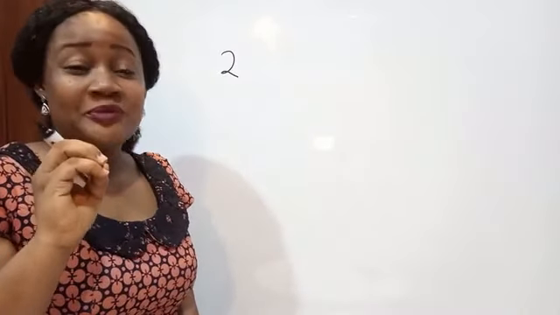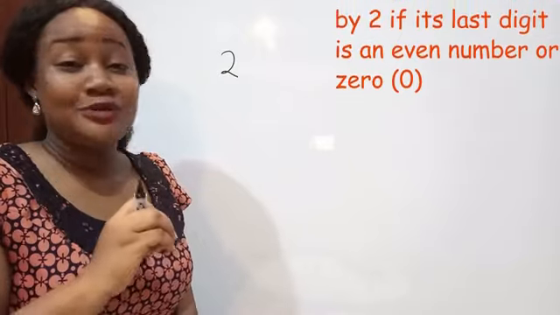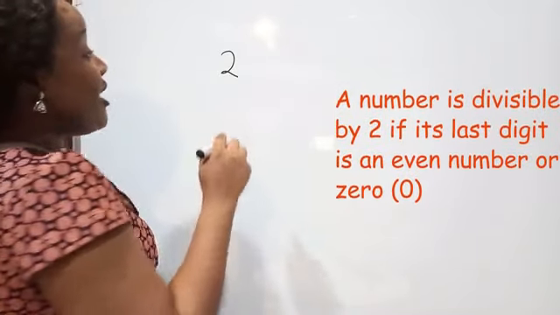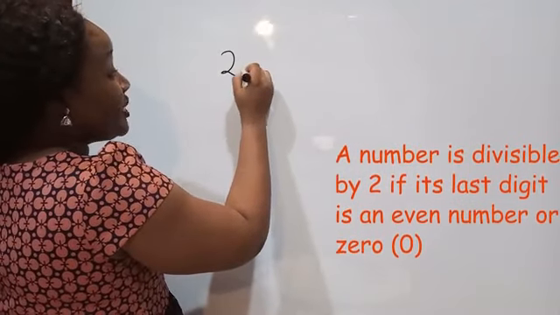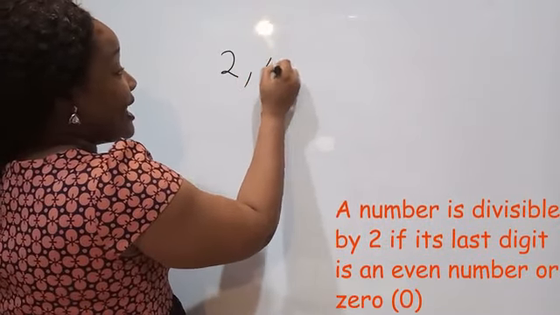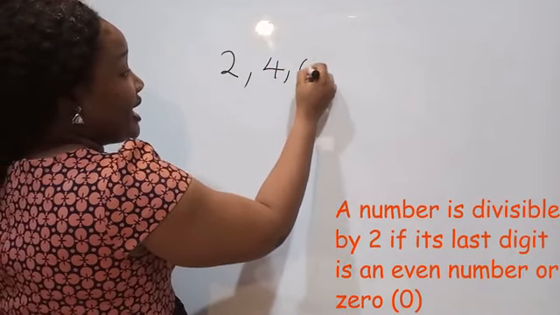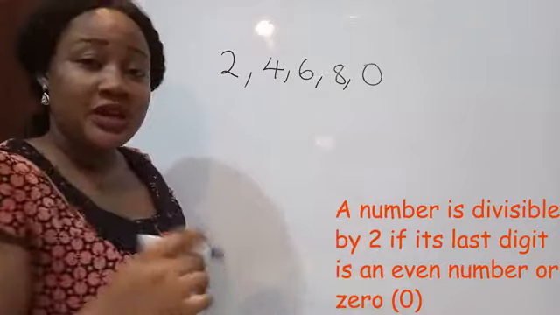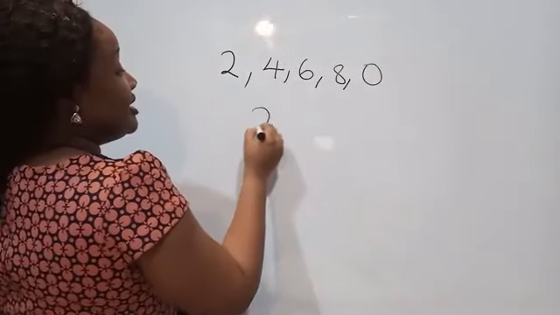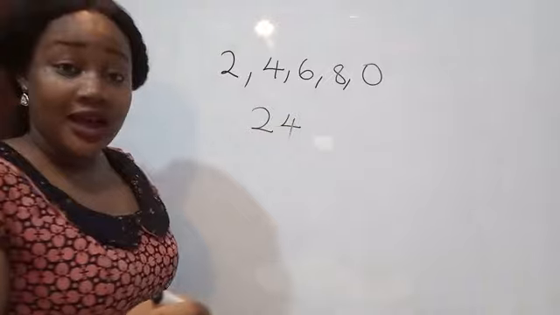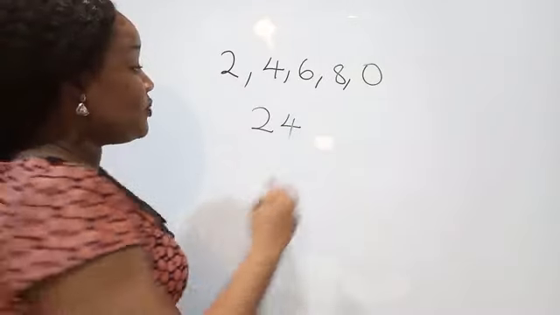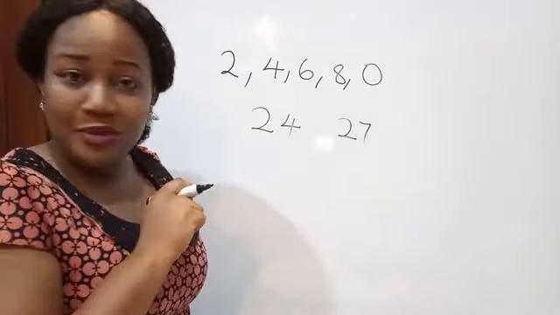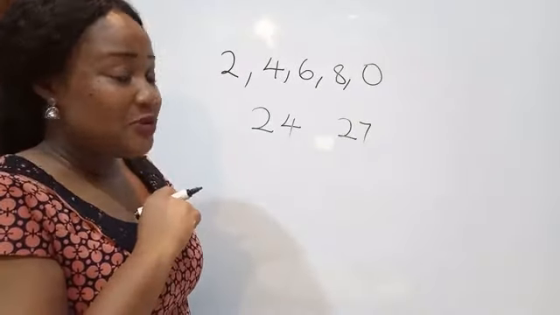Very easy. The last digit has to be an even number or 0. For any number to be divisible by 2, it has to end with an even number or 0. Let's take, for example, 24. 24 is divisible by 2. You have 27. 7 is an odd number, so definitely 27 is not divisible by 2.